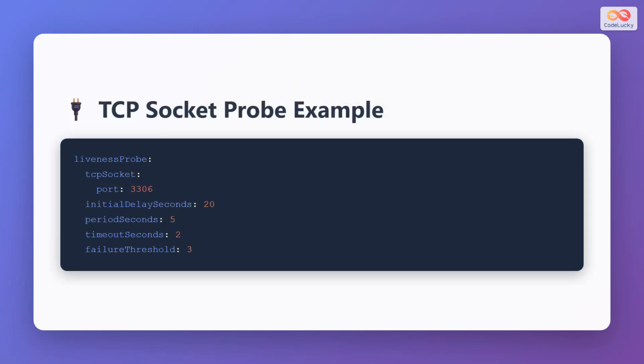The TCP Socket probe is simpler and works well for applications that don't expose HTTP endpoints. In this example, the probe attempts to establish a TCP connection to port 3306, which is commonly used by MySQL databases. The probe waits 20 seconds before starting, then checks every 5 seconds with a 2-second timeout. After 3 consecutive connection failures, the container will be restarted. TCP probes are particularly useful for databases, message queues, and other services where you just need to verify that a port is accepting connections.